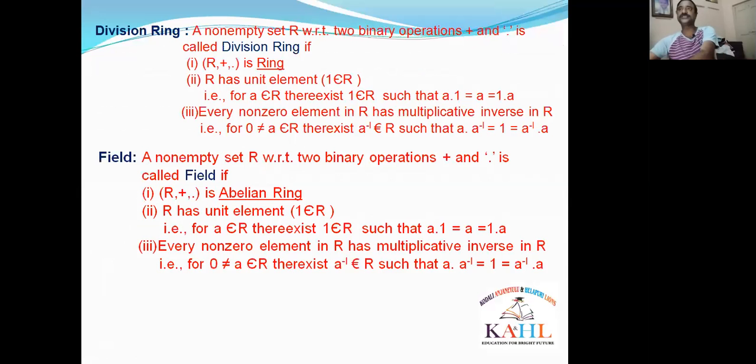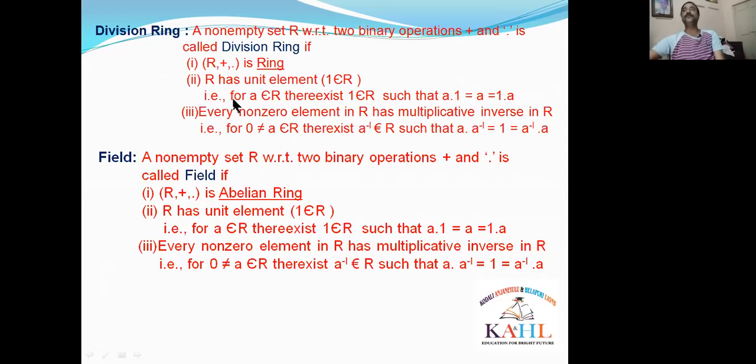Okay, right. Next, we go to the definition of division ring. A non-empty set R with respect to two binary operations, plus and multiplication dot, is called a division ring if, first, (R, +, ·) is a ring only. The second one is R has a unit element. Unit element means multiplicative identity. What is the multiplicative identity? 1 must be in R.